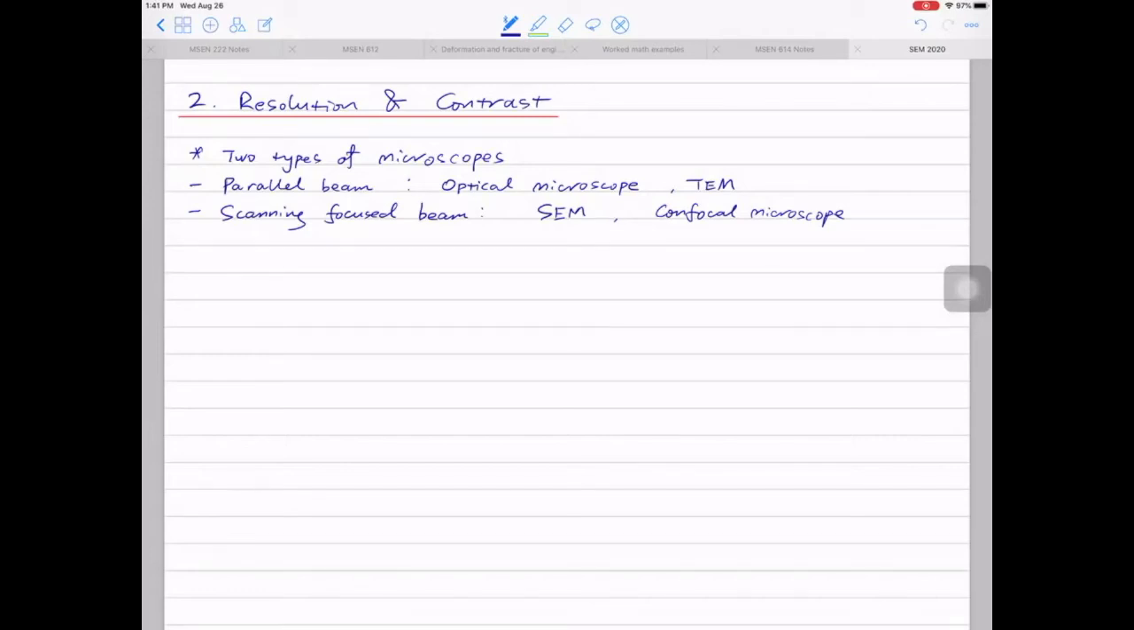Any questions before we move on to resolution and contrast? Again, this is more like a big picture. Let's step out and look at SEM in the context of other instruments, of other techniques. If no questions, let's move on to resolution, the first part of today's class. We'll give the definition for resolution first. So what is resolution? Resolution is the ability to separate two distinct objects.